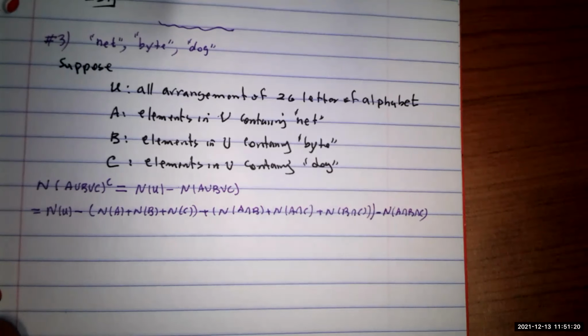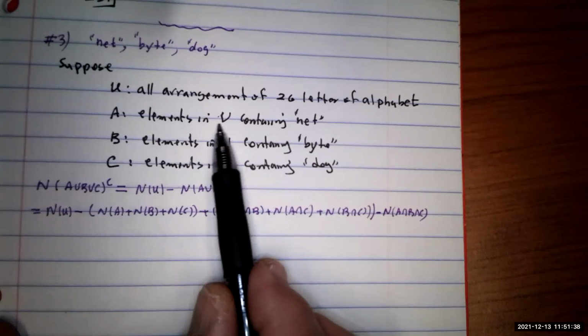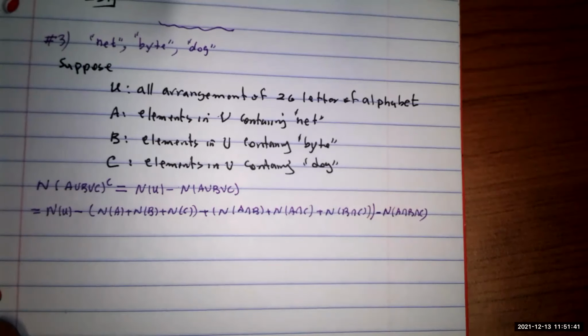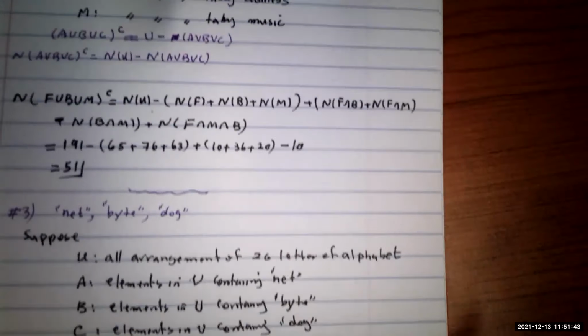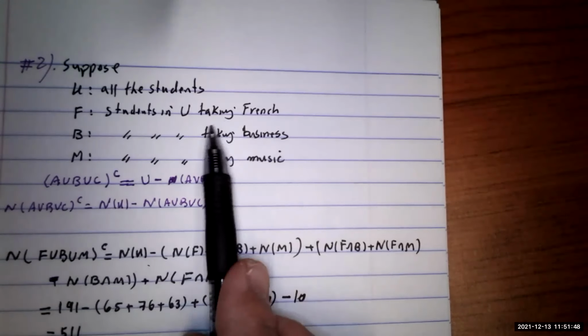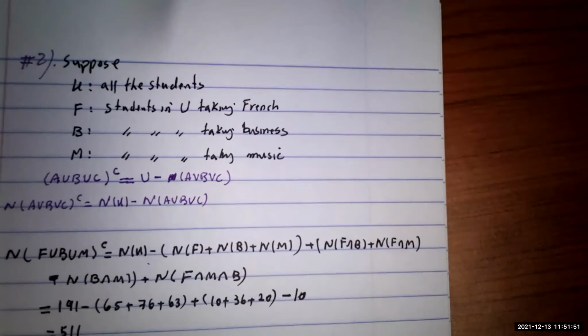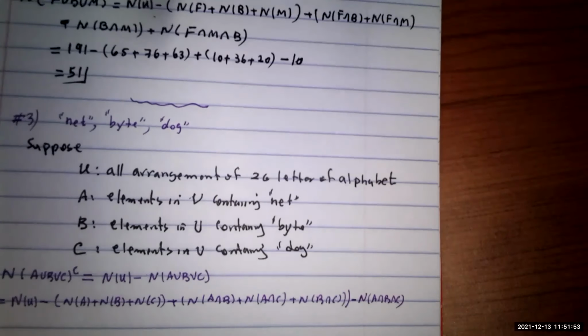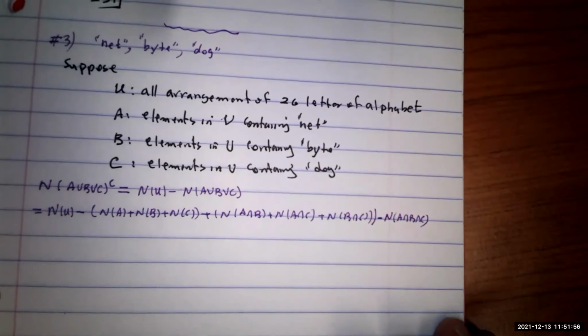Well, if you just write A equals net, B equals bite, C equals dog. No, not equal. These are sets. Okay, just be patient. Just write something nice. At least write the first one: elements in U, then dash that. We accept that. But the dash means you repeat it. Mathematically, you have to tell us what the set is.